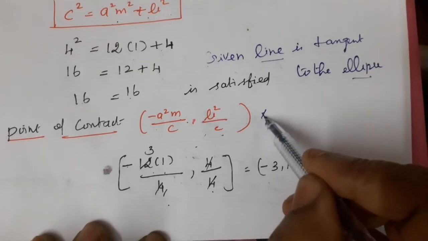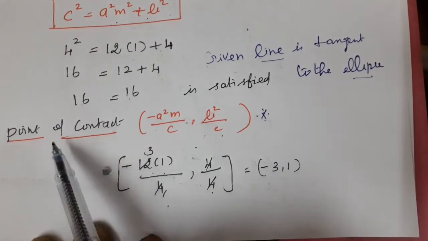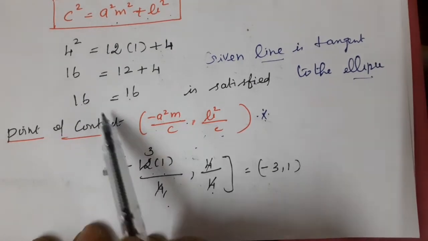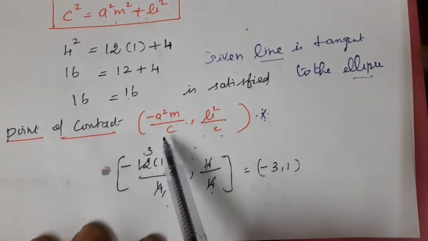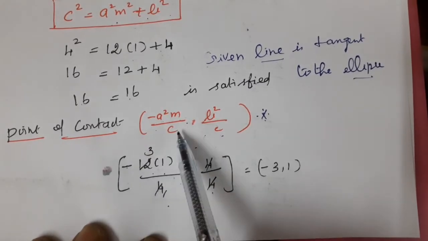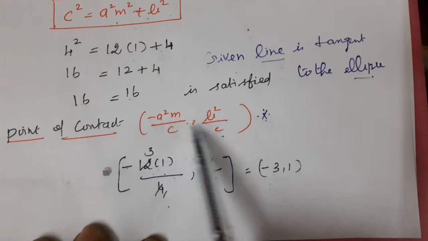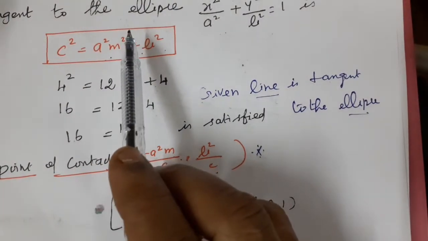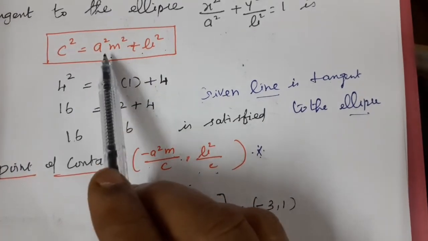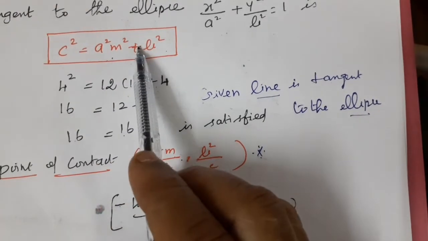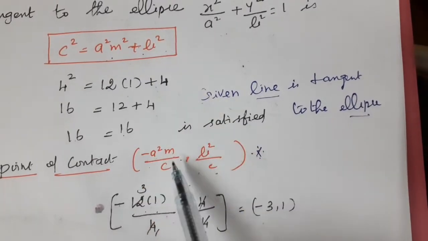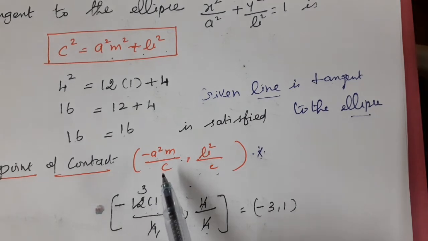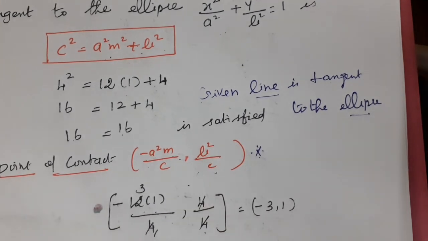This is the important step. Because the line is tangent to the ellipse, this is the point of contact. What is the formula? Minus a squared m by c, comma b squared by c. This is a very, very important formula. Similarly, the condition for the given line to be tangent to the ellipse is c squared equals a squared m squared plus b squared. These two, which I write in red pen, are both very, very important. Using the table 1, 2, 3, we will learn the table. It is very useful for doing the sums.